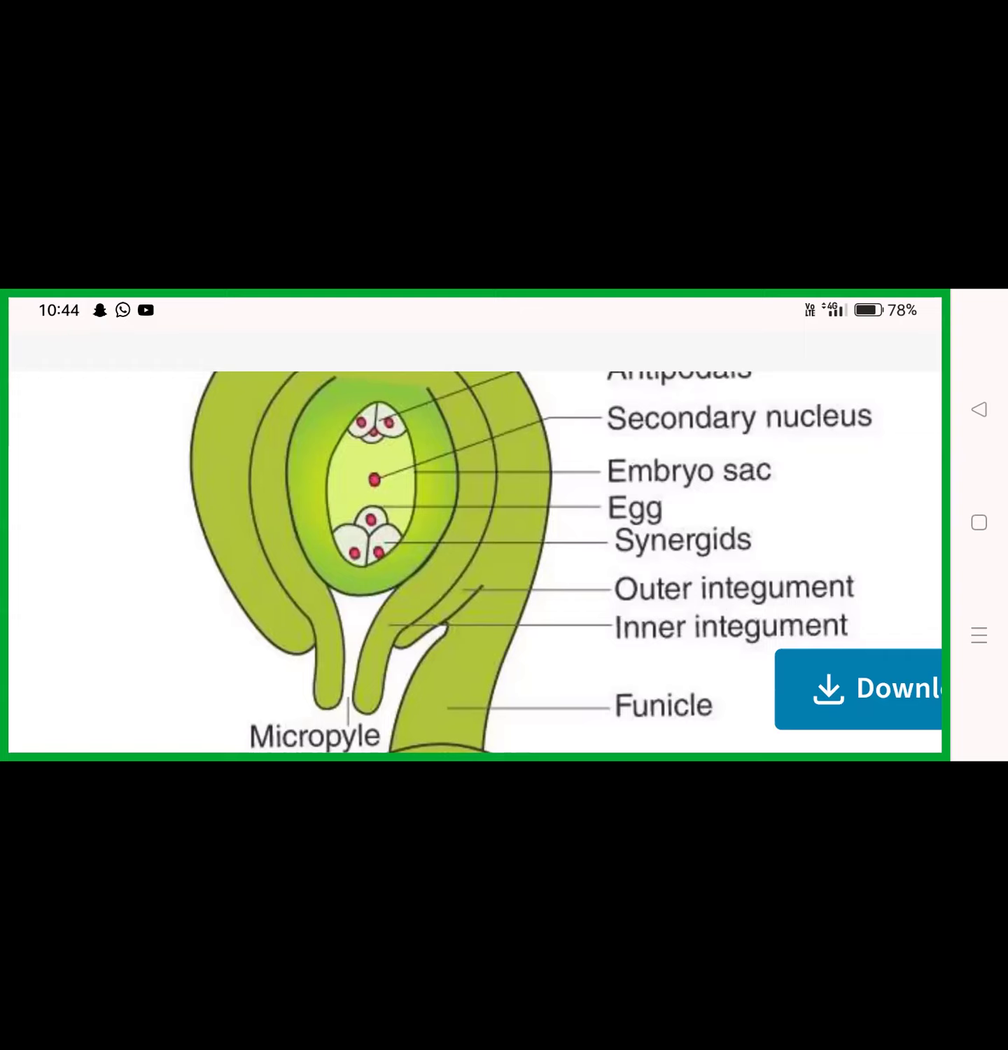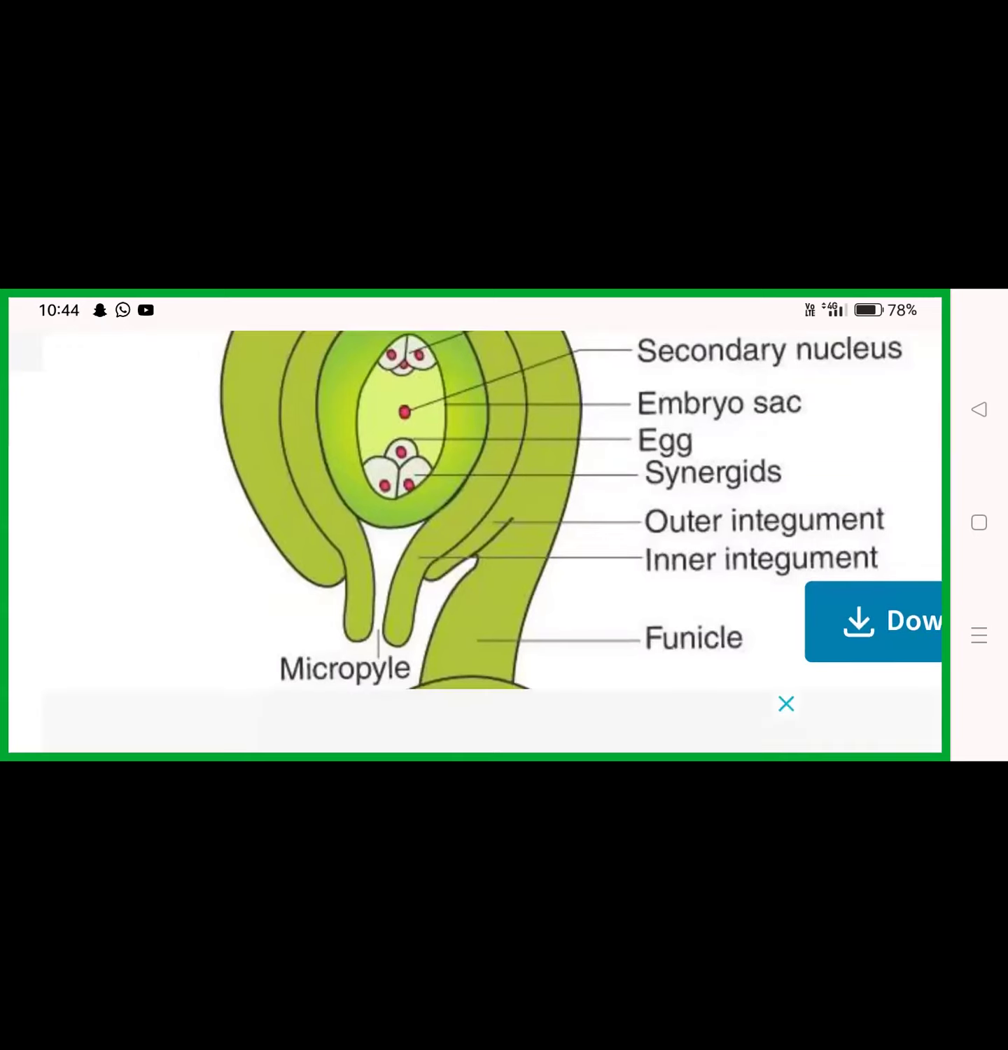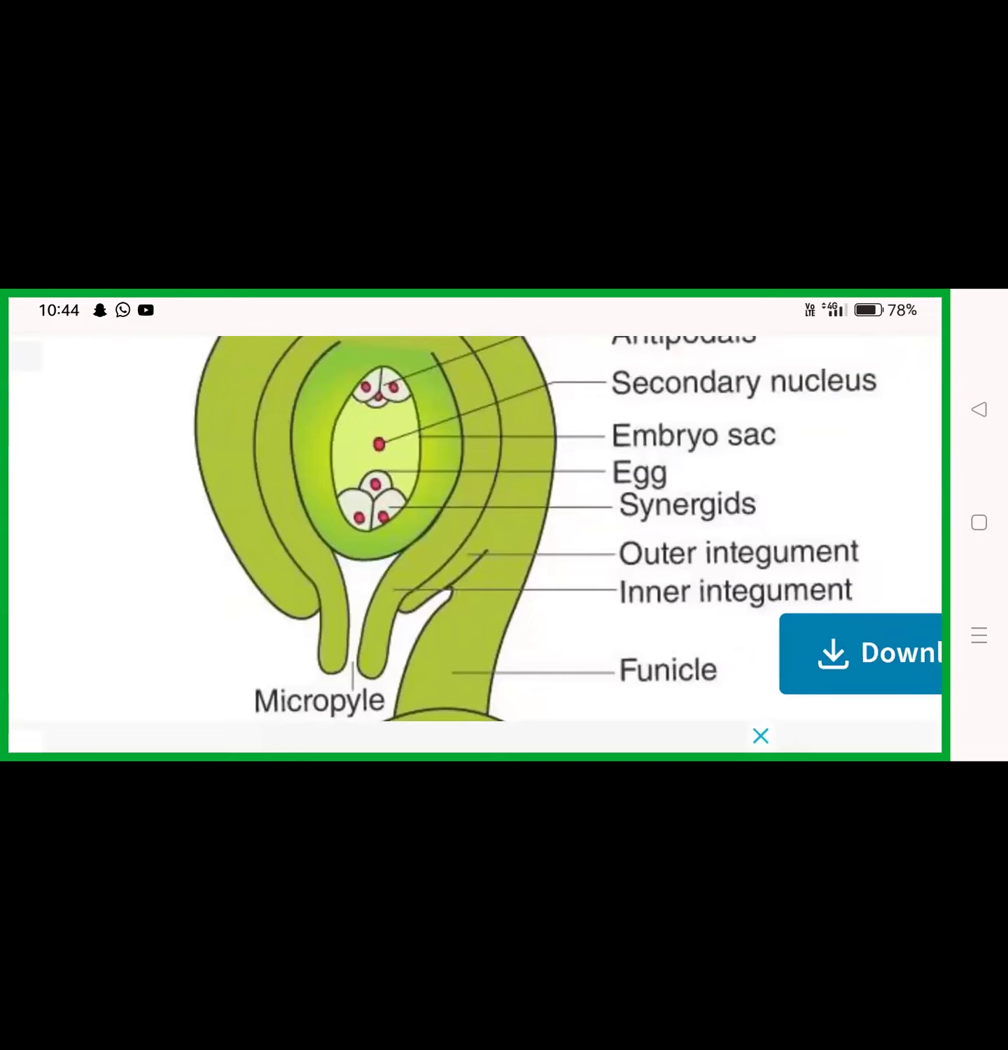That is polyembryony. Next, only three are there, sir. Please, only 5 minutes. Close the session, sir.